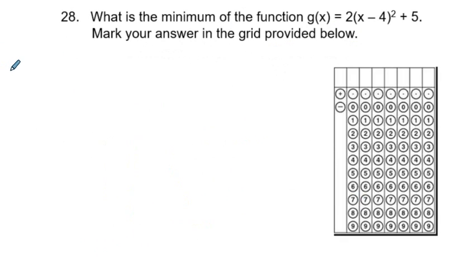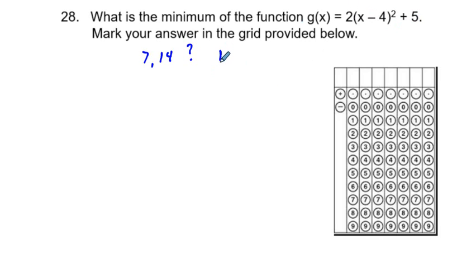Next, we have: what is the minimum of the function g of x equals 2 times quantity f x minus 4 squared plus 5? I had these two students' tests I'm looking at, and one had an answer of 7, one had an answer of 14. How they got those answers, that's a question mark for me.